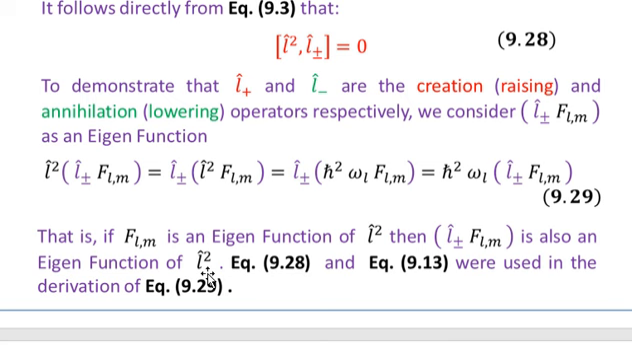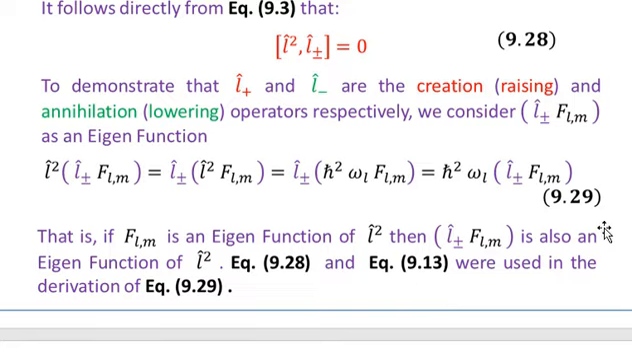So equation number 28 and equation number 13 were used in the derivation of equation number 29. In this region, where I have changed the order of the two operators, I have used the commutator shown in equation number 28, and over here, where L square operating on F gives you the eigenvalue, there I have used equation number 13.